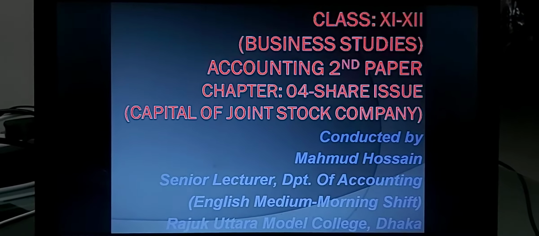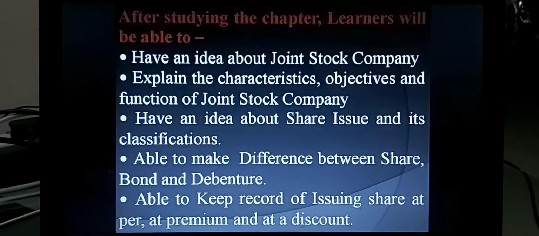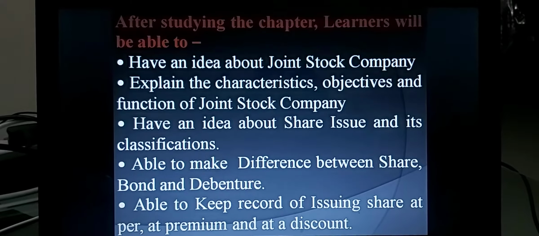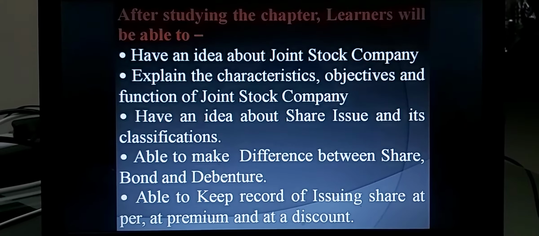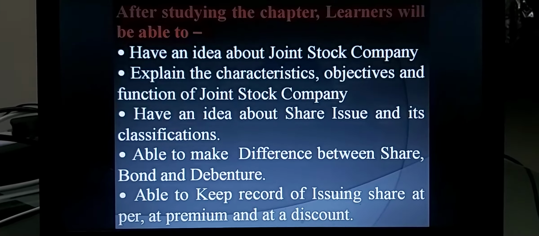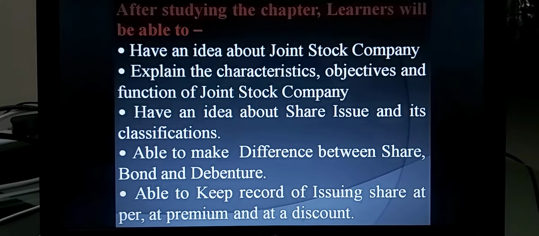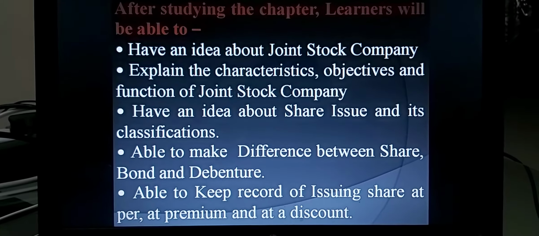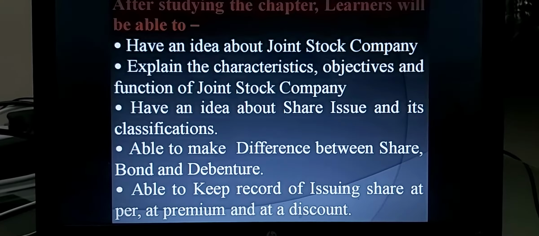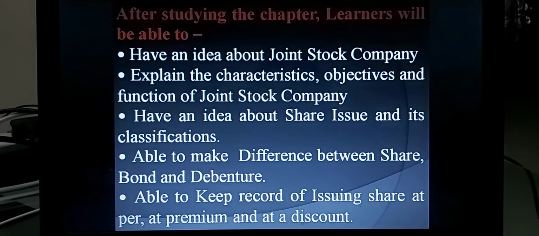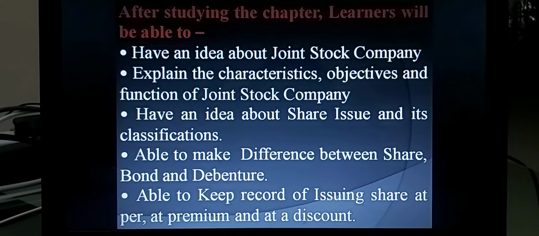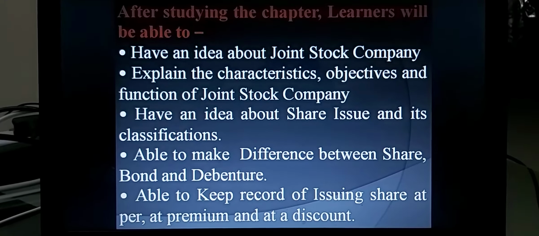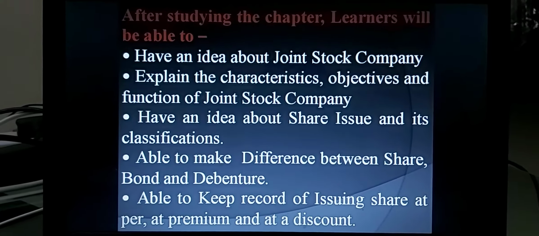Dear boys and girls, after completing this chapter, learners, that is, you will be able to have an idea about joint stock company, explain the characteristics, objectives and functions of joint stock company, have an idea about share issue and its classifications, make a difference between share, bond and debenture, and keep record of issuing share at par, at premium, at discount.